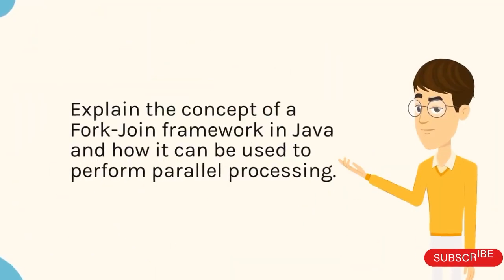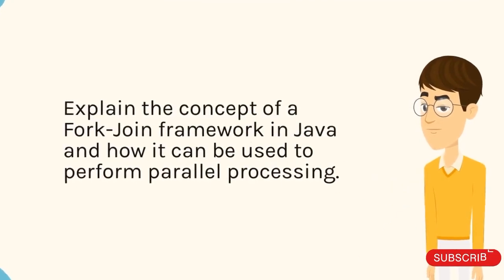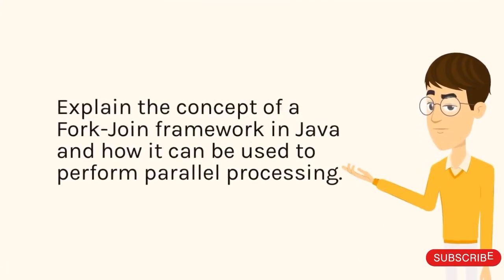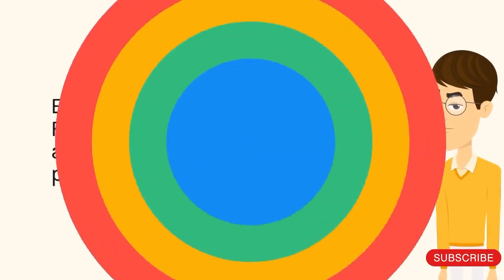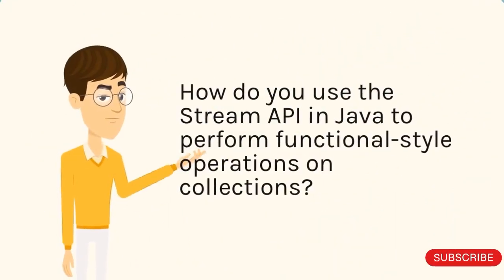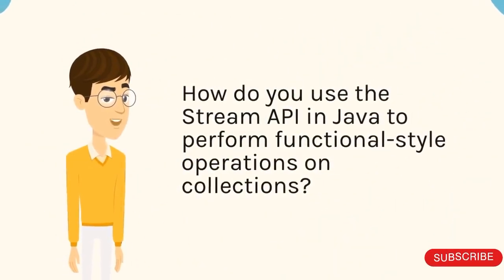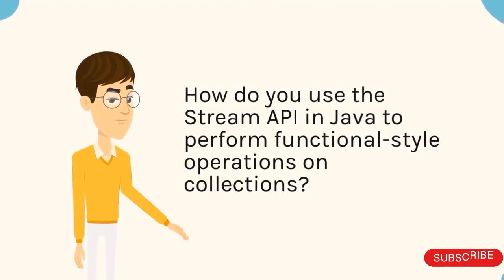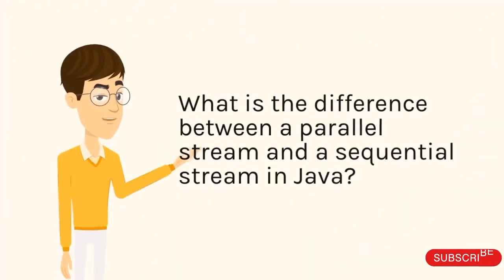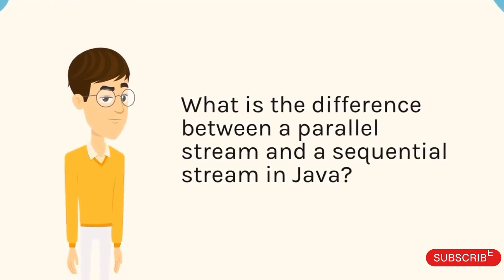Explain the concept of the fork/join framework in Java and how it can be used to perform parallel processing. How do you use the Stream API in Java to perform functional style operations on collections? What is the difference between a parallel stream and a sequential stream in Java?